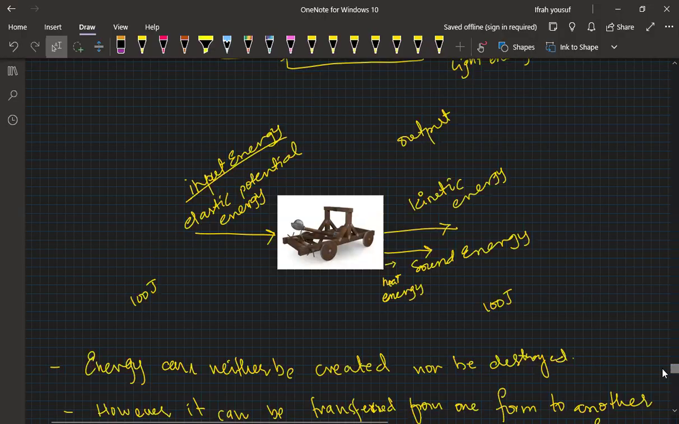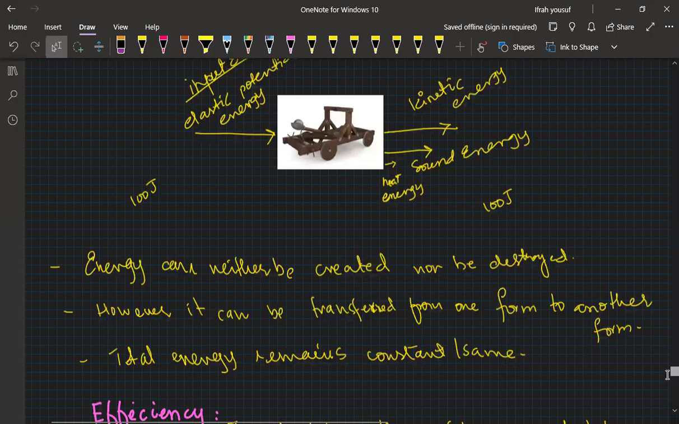So that can be different. As I gave this example, if you gave 100 joule as input, the output could be different, like kinetic energy, sound energy, heat energy. There are going to be three different forms of output, but one is useful for us, depending on the device, depending on the machine that we are using. On that basis we decide which energy is useful for us, right? But the total energy remains the same. That means the input and output are going to be the same.